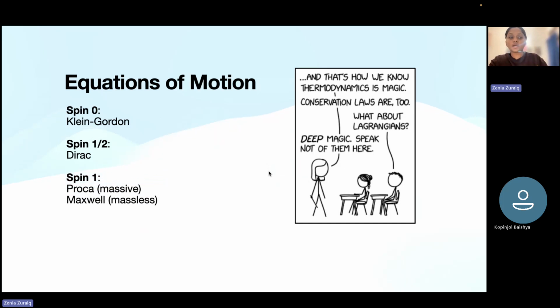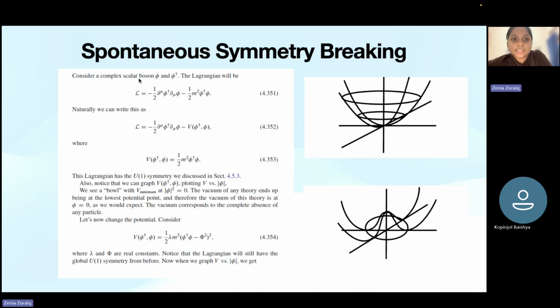And once you have a Lagrangian, you know that you can apply this Euler-Lagrange mechanism. And from that, you can get the equation of motion for these things. So this is how you think about the different parts of the standard model. So now we are going to talk about a very interesting idea, which is about spontaneous symmetry breaking.